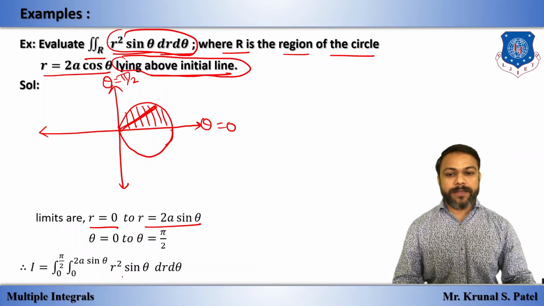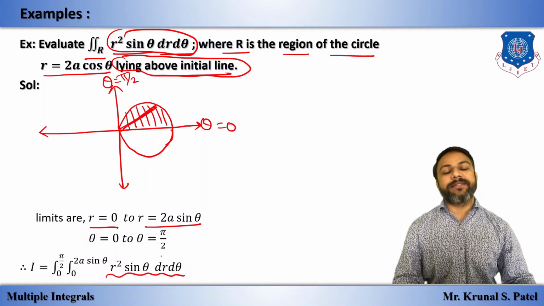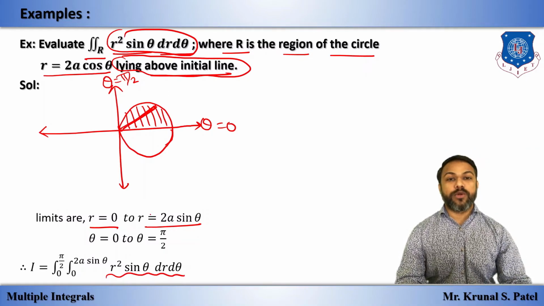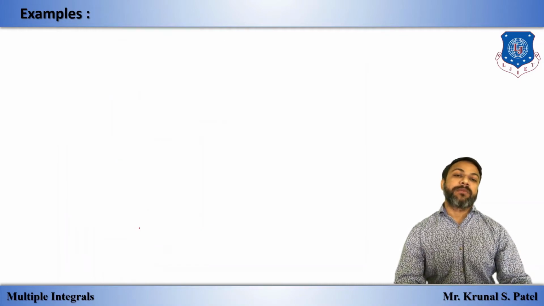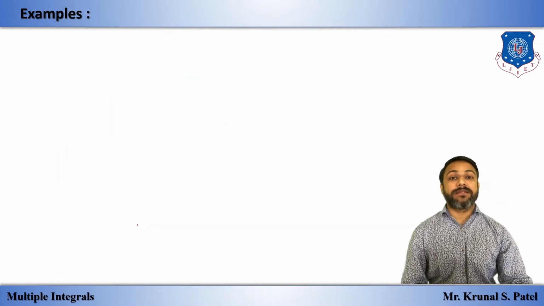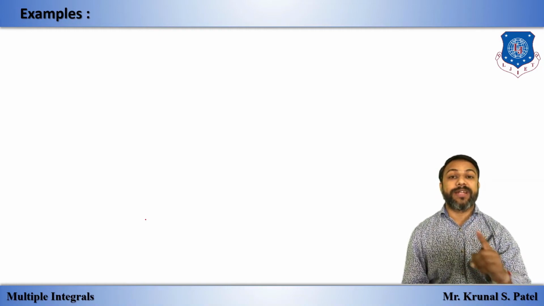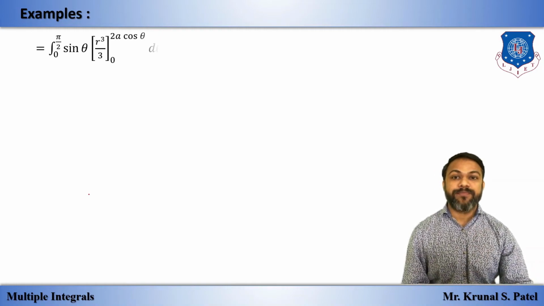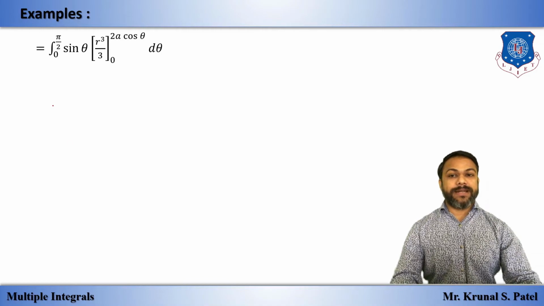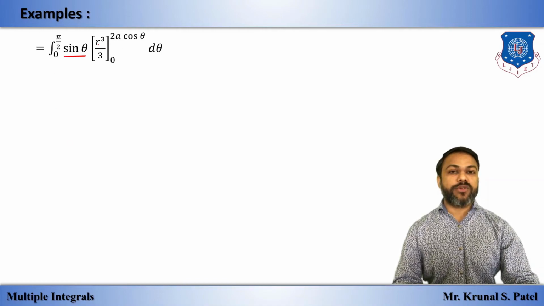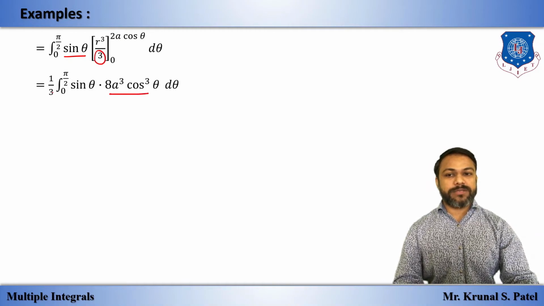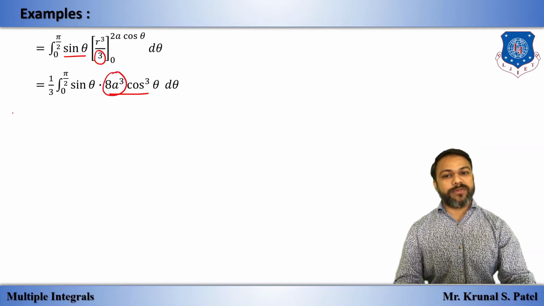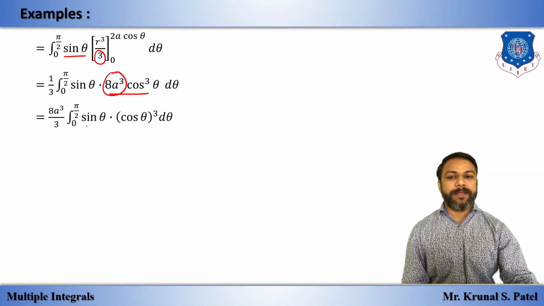And then how to integrate this? We all know, we had the very first lecture, and that's why I told you to pay more attention. This is the most important chapter, 20% of syllabus. Okay, so sin theta is constant as it is, integration of r square is r cube by 3. Now upper limit minus lower limit, so it gives this. 3 we can take outside. Now 8a cube also we can take outside. We have sine into this.